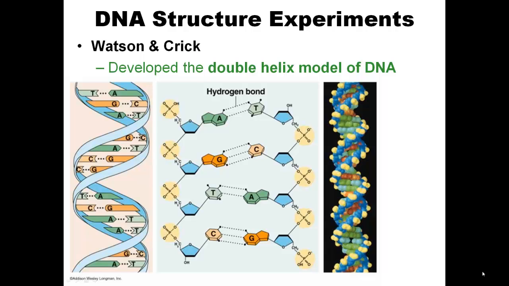Alright, so the second part of chapter 16 has to do with the structure of DNA and then the replication of DNA. Watson and Crick ultimately get the Nobel Prize for developing the double helix model of DNA, and you want to really understand that double helix model. So we have a sugar phosphate backbone, then there are nitrogenous bases, and hydrogen bonds are what hold those bases together, which is what holds the strands together.